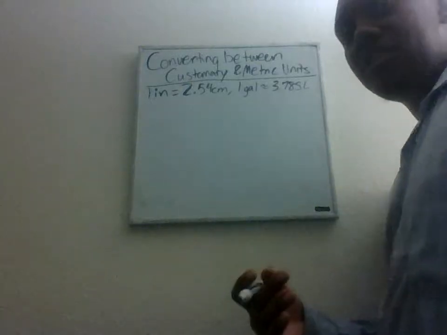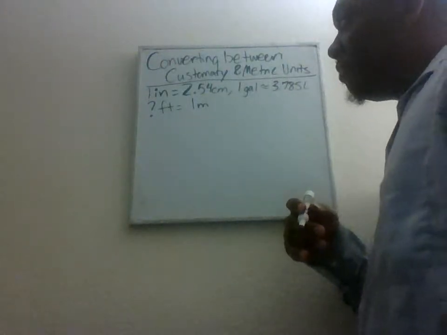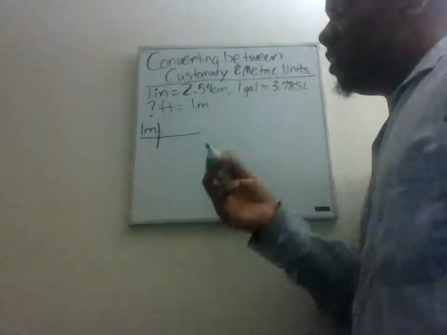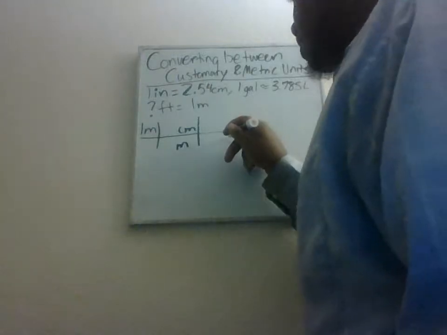All right. So let's see how many feet are in 1 meter? Okay. Well, we know we have 1 meter. And the only thing we have for a conversion factor is centimeters. So we need to get the centimeters. So we have our meter, we have our centimeter. Okay, once we're in centimeters, we can go to inches because of our conversion factor.